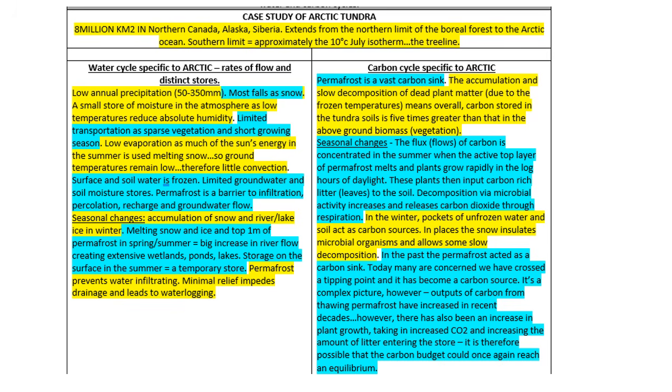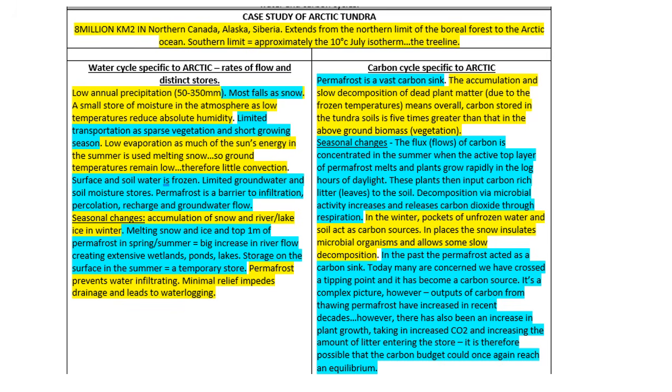And that's also known as the tree line, because trees don't grow any further north than that because it's too cold for them to grow. So the water cycle, specifically in the Arctic, we need to be able to talk about the fact that it's very low precipitation because it's high pressure and most of it falls as snow. There's very little moisture in the atmosphere because you've got very low temperatures, so very little humidity.